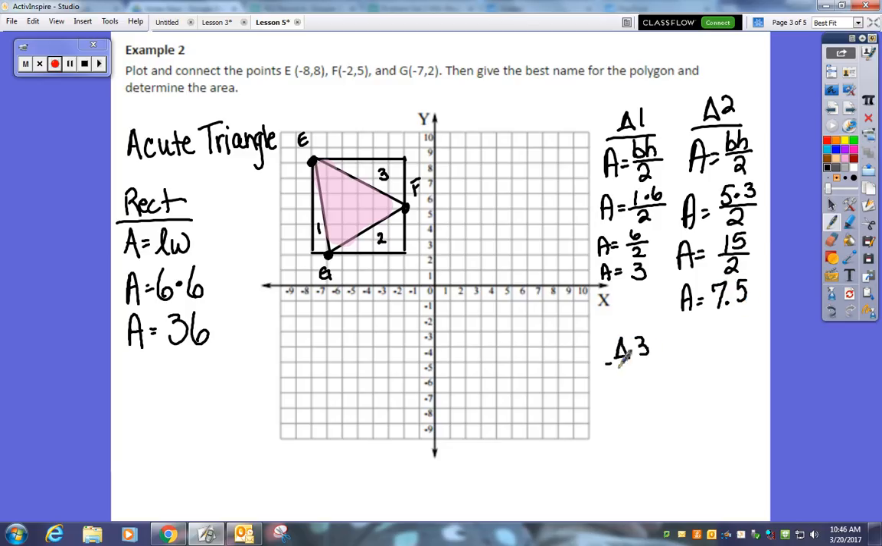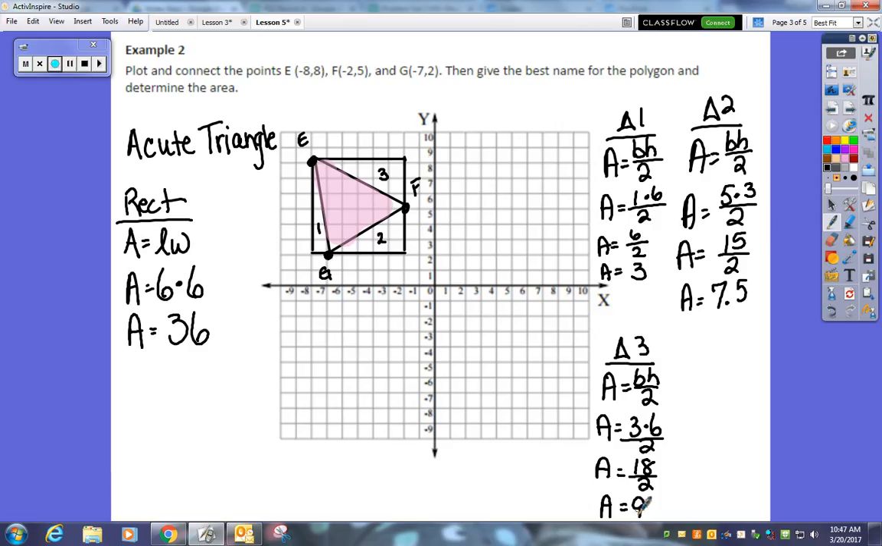For triangle 3, we have a base of 1, 2, 3. Again, remember your base and your height are interchangeable, so it really doesn't matter which one you put as the base, which one you put as the height, for right triangles anyway. 1, 2, 3, 4, 5, 6, or the entire length of the square. And then 3 times 6 is 18, and 18 divided by 2 is 9.